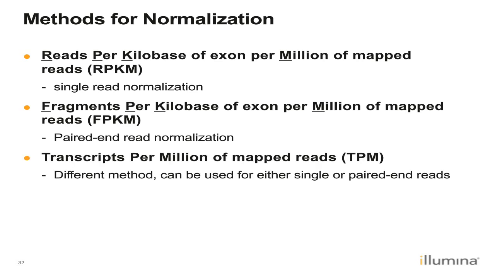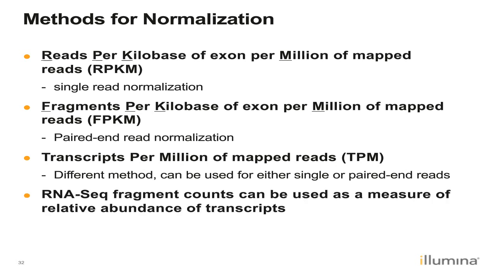The last normalization method now is transcripts per million of mapped reads, or TPM. And this normalization method is also being commonly found in more and more of our RNA sequencing tools. And this is a different method, and it can be used for single and paired-end reads. And really, the difference is the order of operations in which the calculation is done. So our RNA-Seq fragments can be counted, and they can be used to determine relative abundance when comparing them with these different methods.